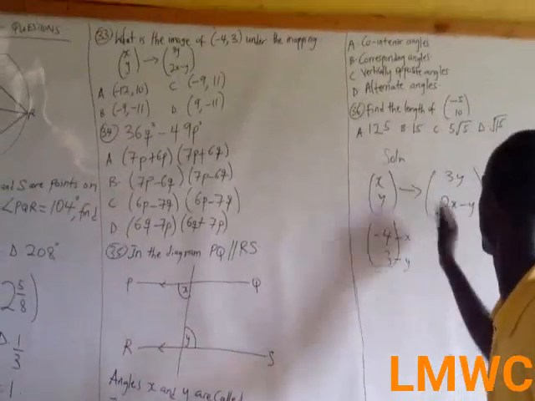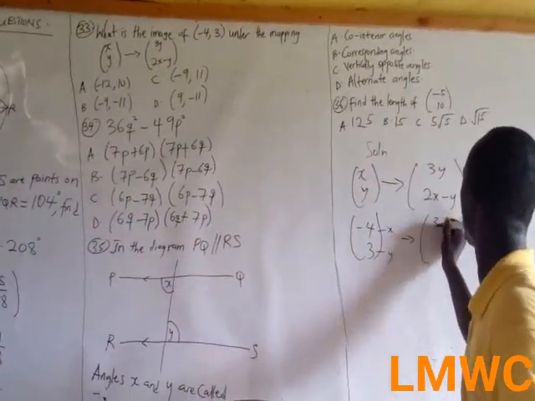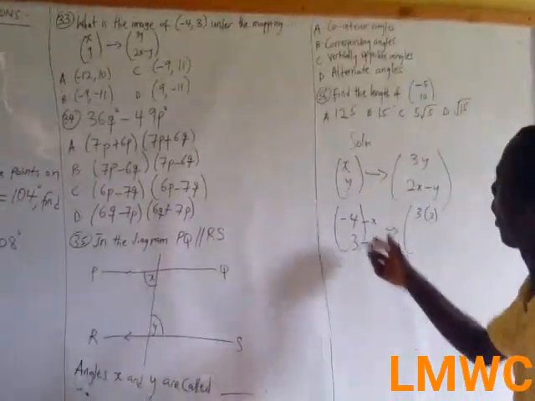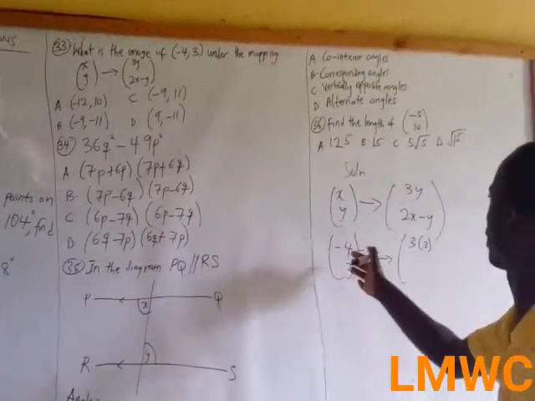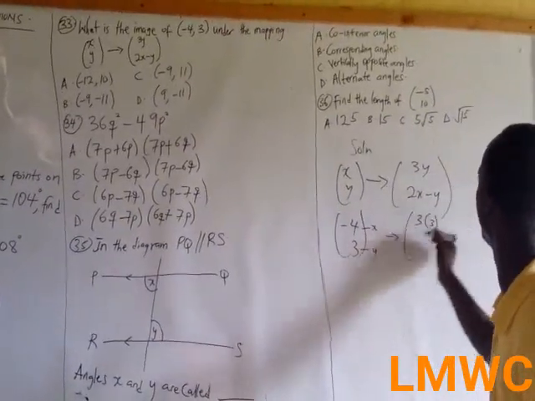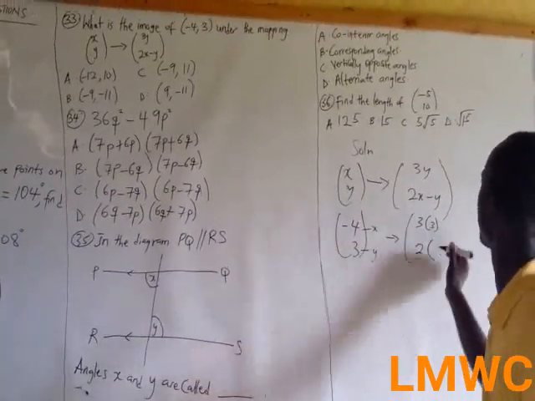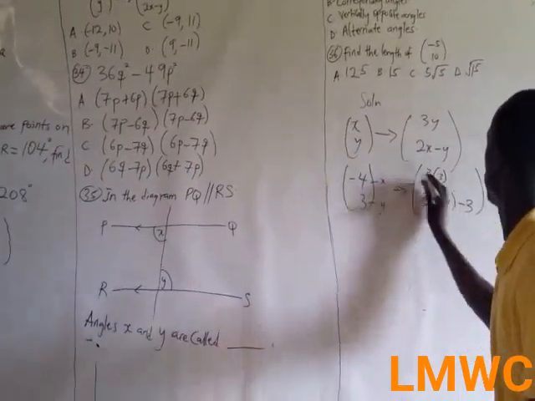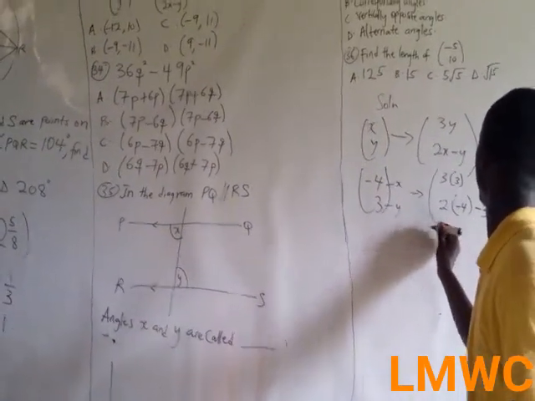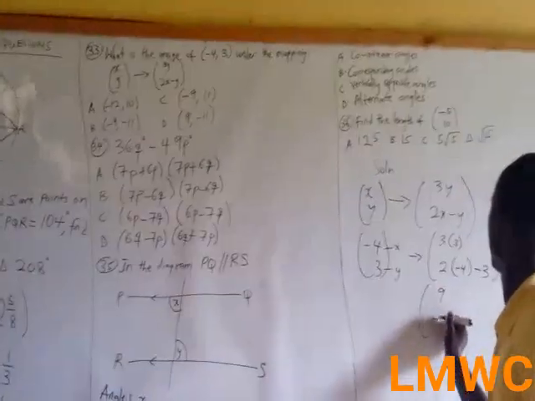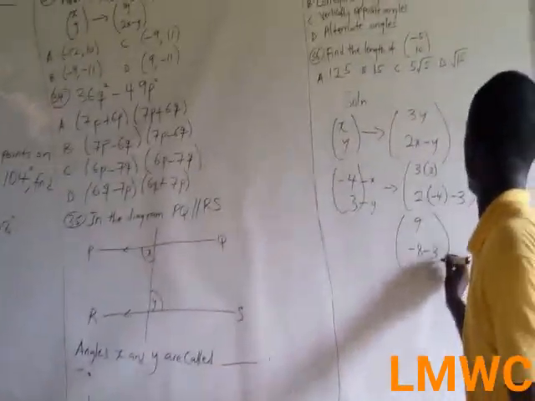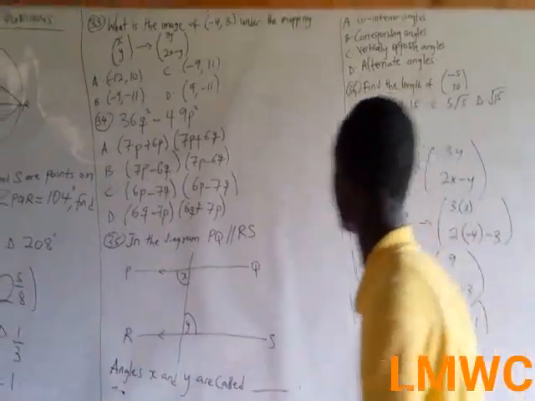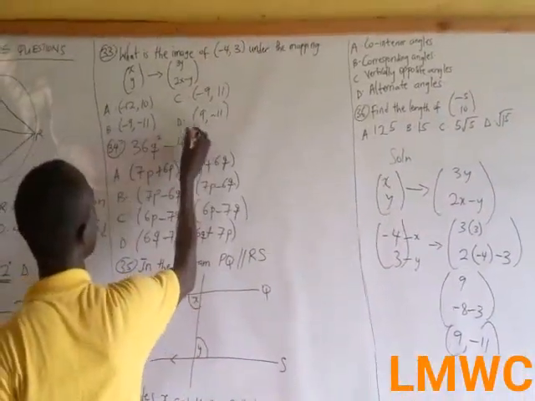So what is y? y is 3. This means where y is, you substitute; where x is, you substitute negative 4. So we have 3 times 3, which is 9. For the second part, 2 times x, where x is negative 4, minus y, which is 3. 2 times negative 4 is negative 8, minus 3 is negative 11. So our answer is 9, negative 11. D.